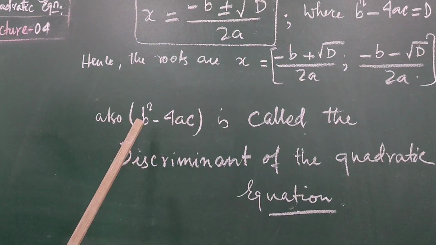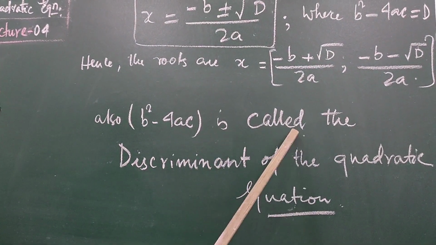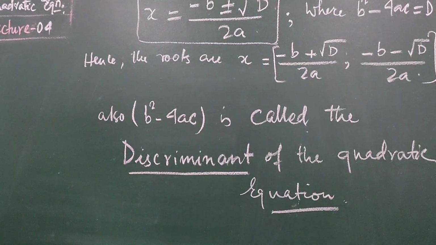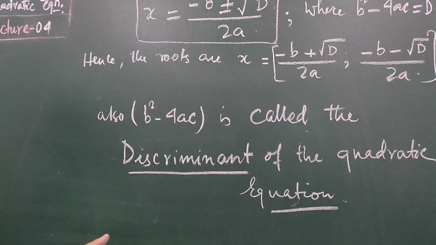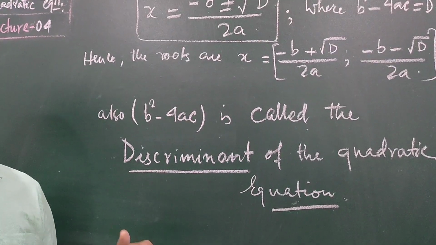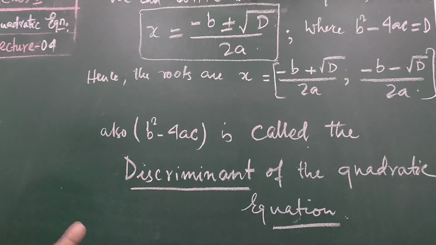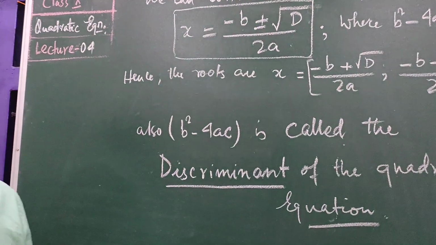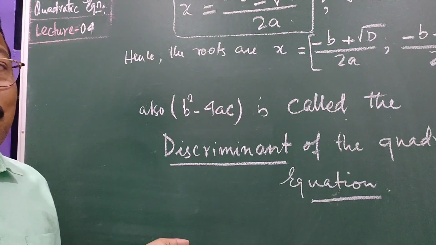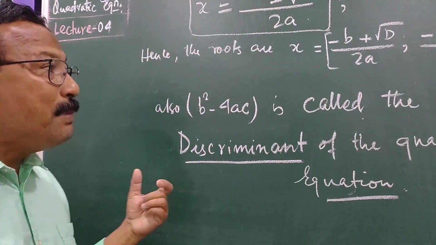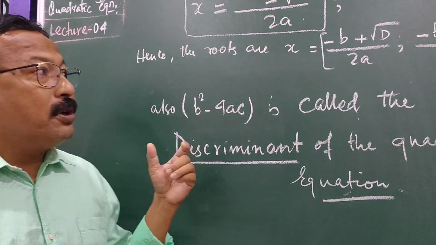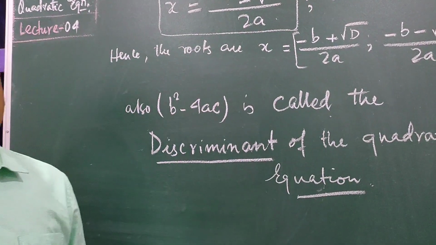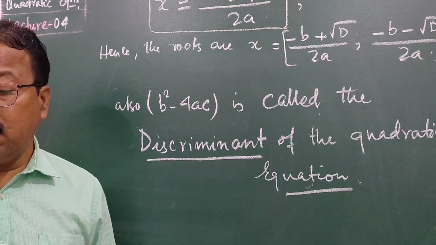Here the term b square minus 4ac is called the discriminant of the quadratic equation. Hence, the nature of the roots, what type of roots they are, whether they behave as real numbers or not real numbers, whether they are rational or not, will be discussed later on, after having some examples of using the quadratic formula to find the roots of the quadratic equation.